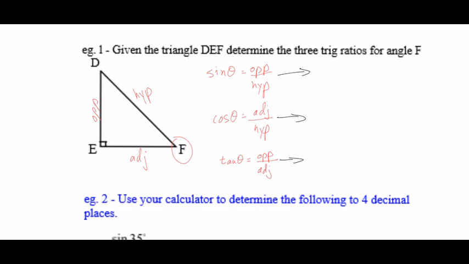So we're going to say the sine of F, the cosine of F, and the tan of F is going to be certain ratios of line segments. So the first one is DE over DF. For cosine of F, it's going to be EF divided by DF. For tan of F, we're going to have DE divided by EF.